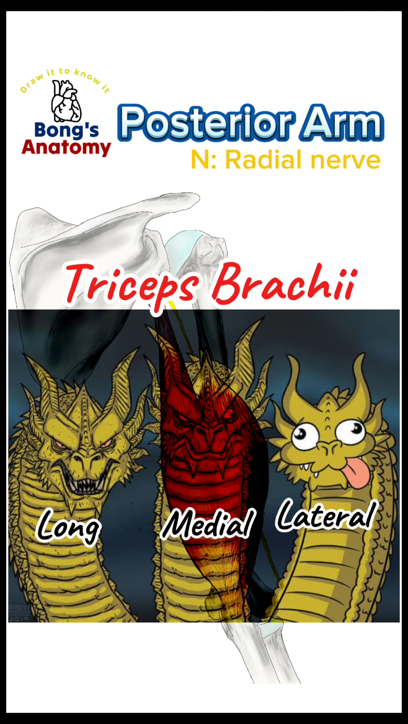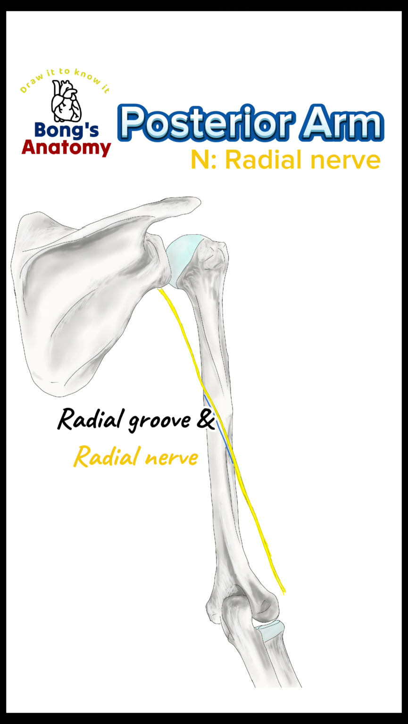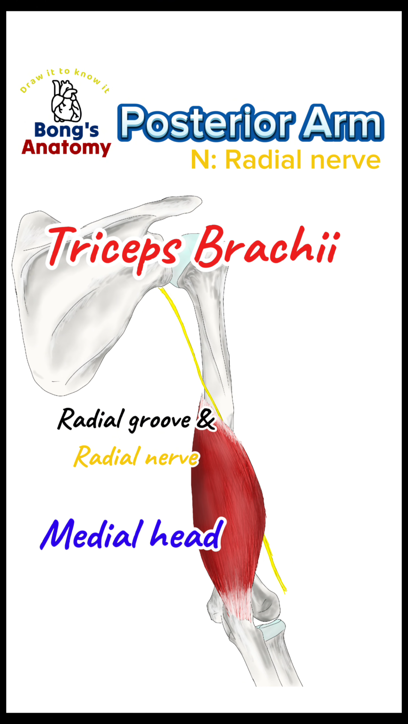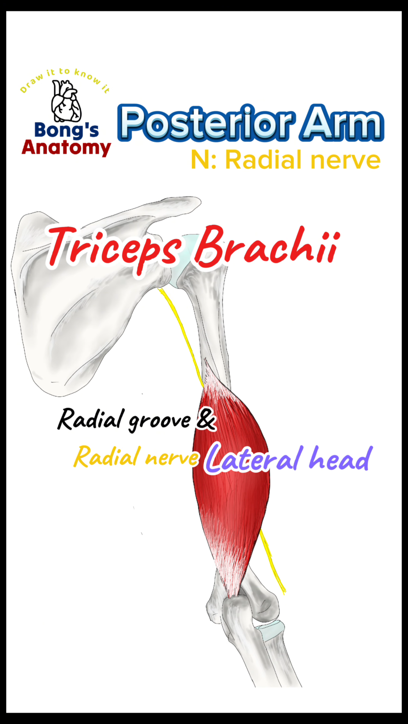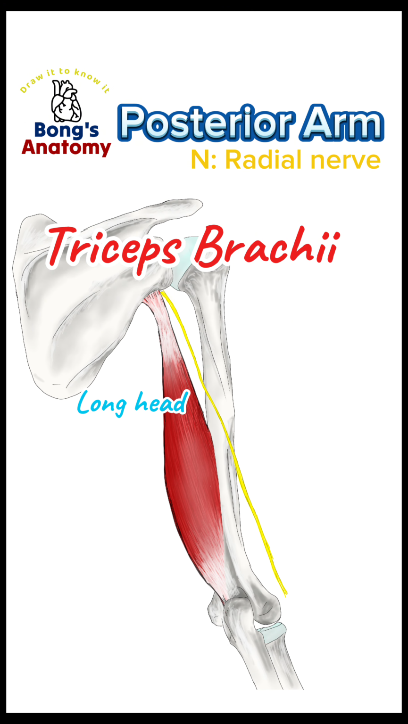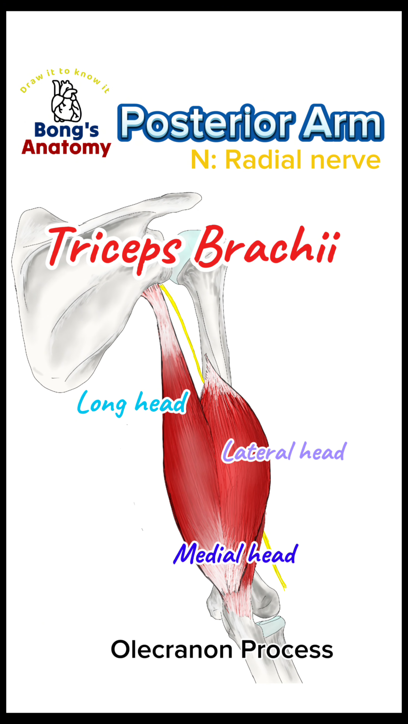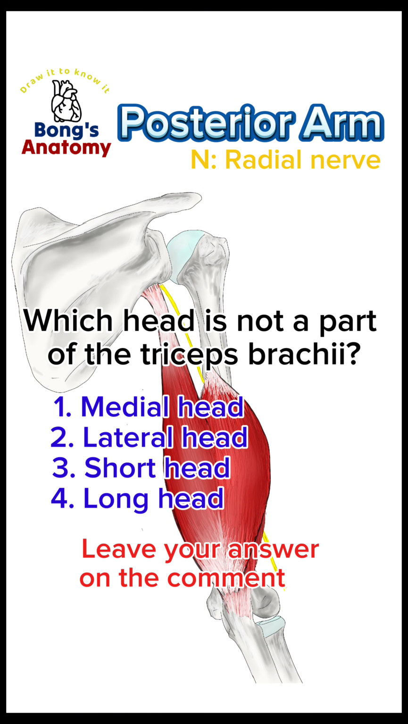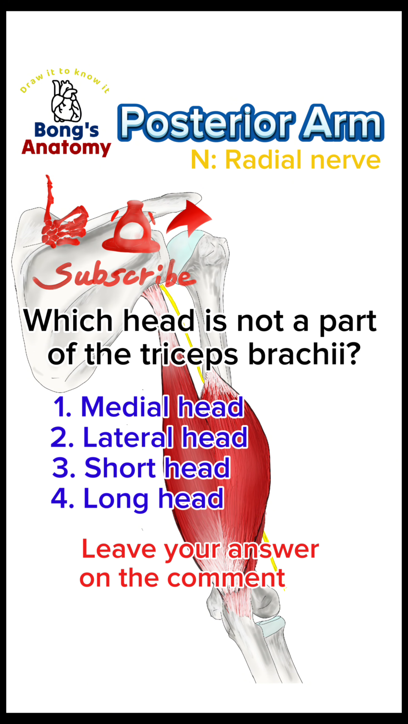To define 3 heads, we must know the radial groove where the radial nerve passes through. Medial head originates inferomedial to the radial groove. Lateral head originates superolateral to the radial groove. Long head originates from the infraglenoid tubercle. Then, all 3 heads blend together and insert into the olecranon process of the ulna. Take a quiz and leave your answer in the comments.